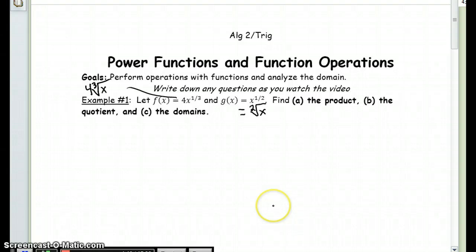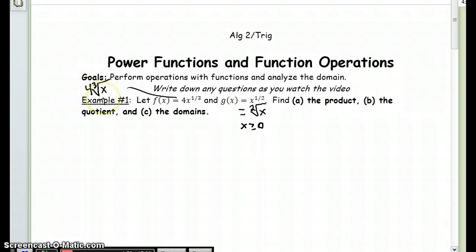Now, we're going to do some operations here in a second, but to help us out, if I look at the domain of this, if I take the square root of numbers, we know we cannot have anything negative. So the domain of just this little piece would be x greater than or equal to 0. Now I'm not finding the domains of my answer yet. I'm just doing some side work here. Because it's a square root, I can't take the square root of a negative. So that's what x is greater than or equal to 0 means.